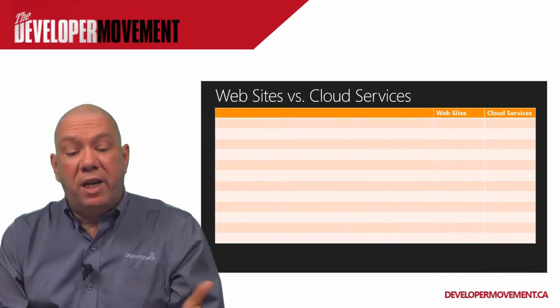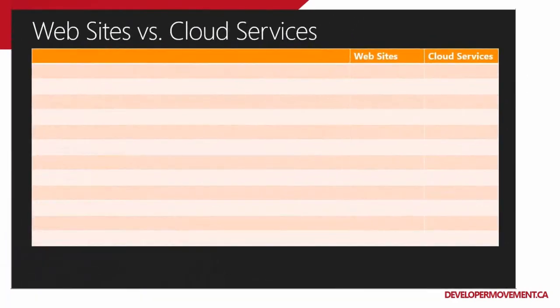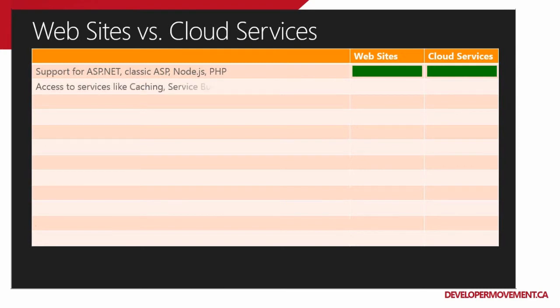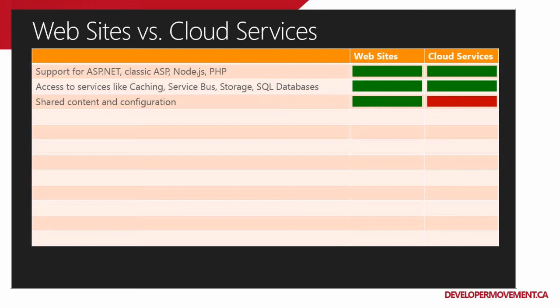To give you a sense of the websites versus cloud services discussion, right? These are at a point-by-point level. You can see what we've got going on. So websites, cloud services, both support ASP.NET, classic ASP, node.js, PHP. Both have access to additional Azure functionality, caching, the service bus, Azure SQL databases, which is a cool thing unto itself. The different table and blob storage models that Azure happens to have, they both have access to that kind of functionality.